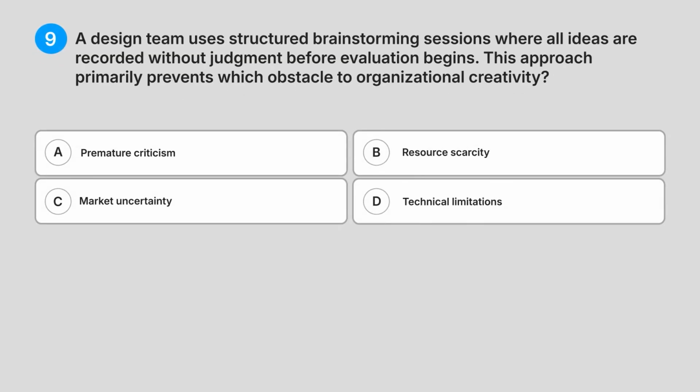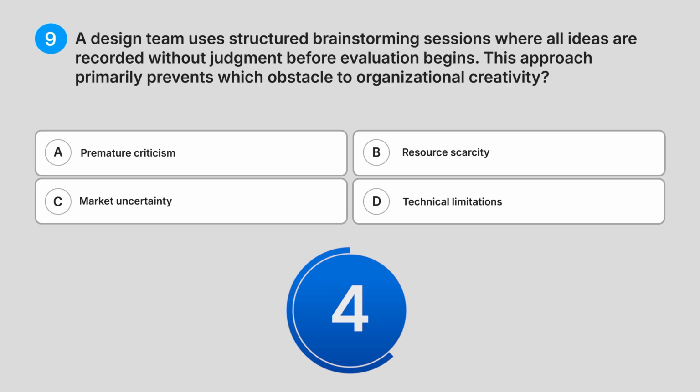9. A design team uses structured brainstorming sessions where all ideas are recorded without judgment before evaluation begins. This approach primarily prevents which obstacle to organizational creativity? A. Premature criticism. B. Resource scarcity. C. Market uncertainty. D. Technical limitations. Can you guess the answer?